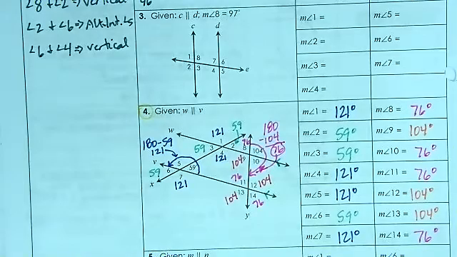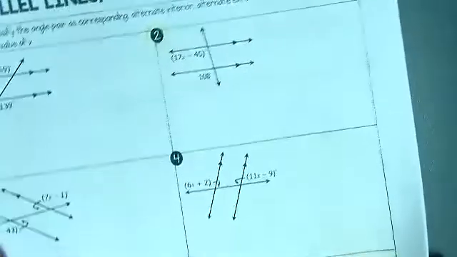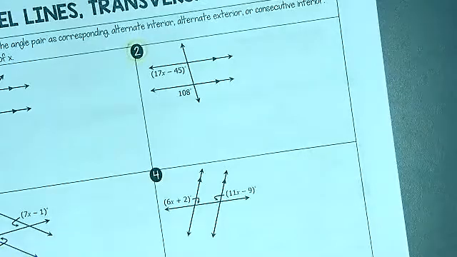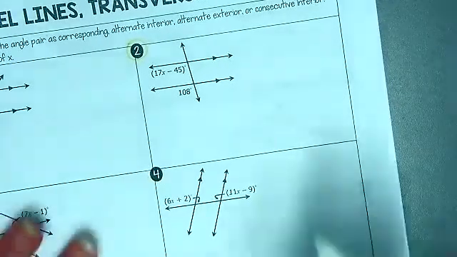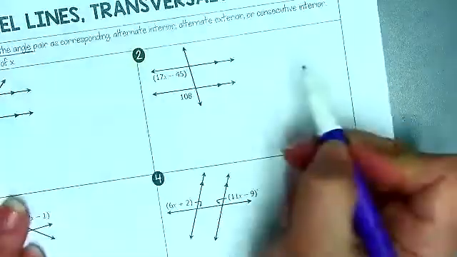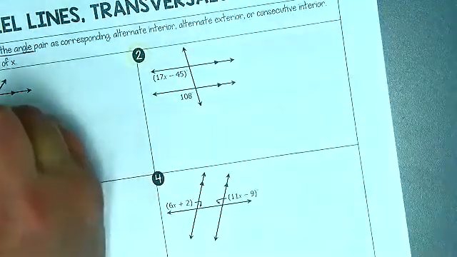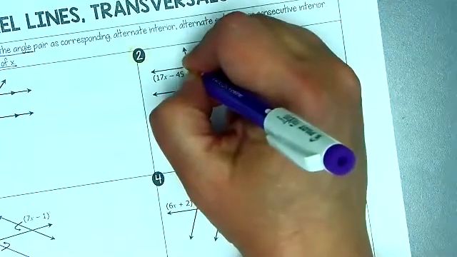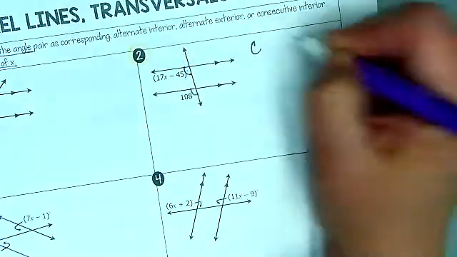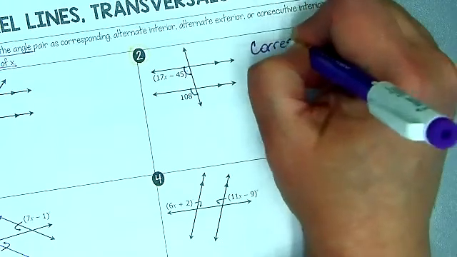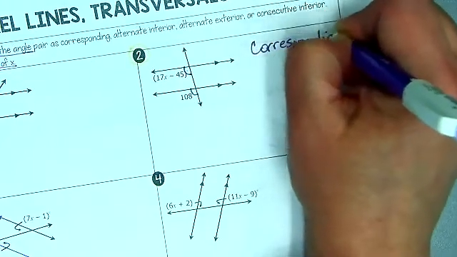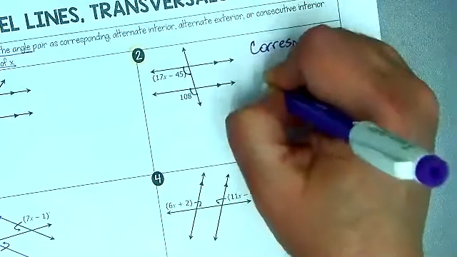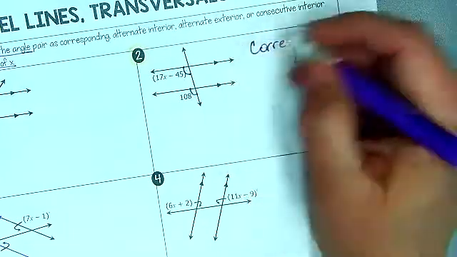Okay, just a couple more examples. Number 2. First, classify the angle and then find the value of x. Those two angles are corresponding; they are in the same spot. Since they're corresponding, that means they're congruent.